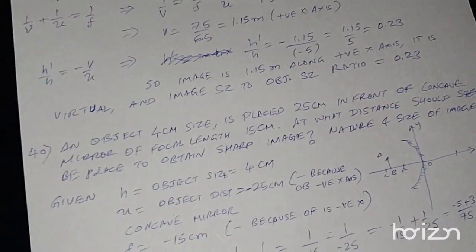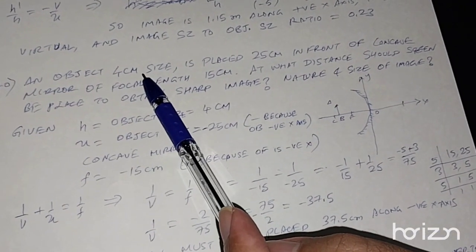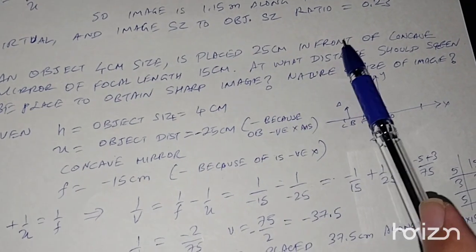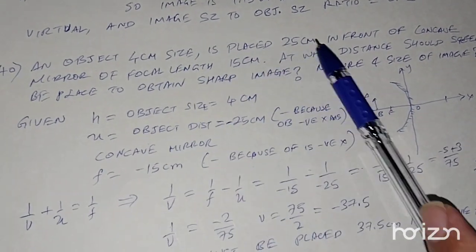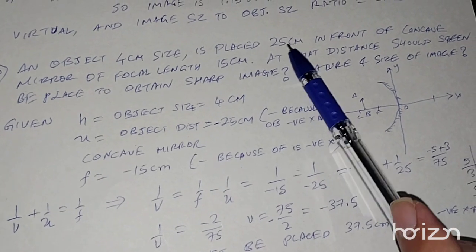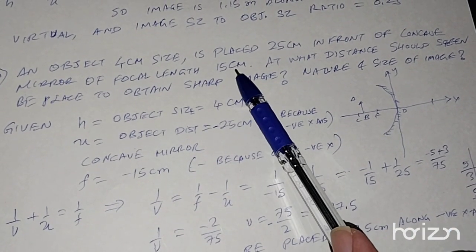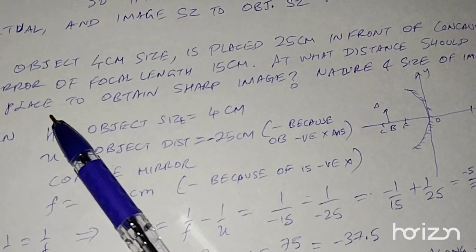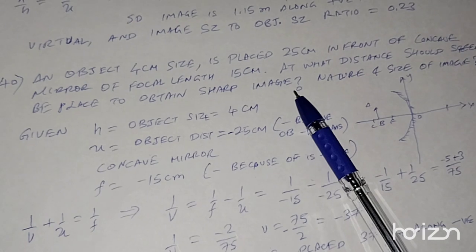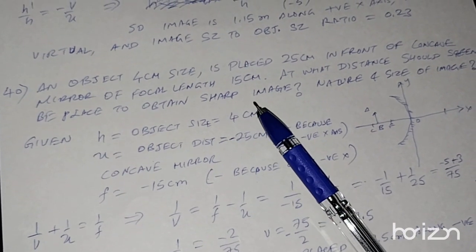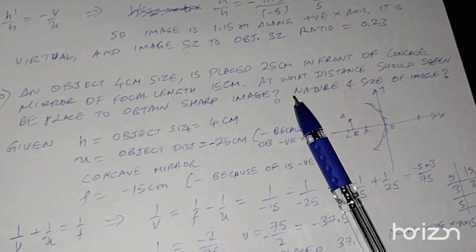Okay, now let's do one more problem. An object of size 4 centimeter is placed 25 centimeter in front of a concave mirror. So they have given the size of the object as well as the object distance, of focal length 15 centimeter. They have also given you the focal length. At what distance should the screen be placed to obtain a sharp image? So if you want to position the screen, you should know where the image is formed, what is the image distance.